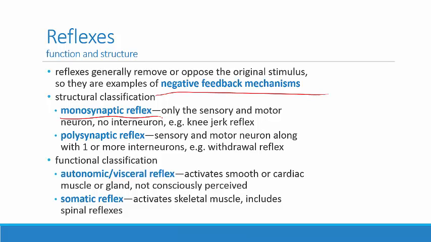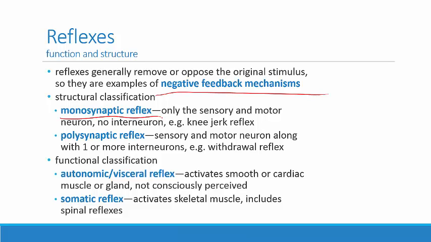Or it could be a polysynaptic reflex. These are where there are one or more interneurons involved. And there may be several interneurons involved there because there's a lot of information that's being transmitted in some very complex reflexes. We could also define them functionally as autonomic or visceral reflexes. These are ones that would activate smooth muscle, cardiac muscle, or a gland. And these are also ones that we do not perceive consciously, these autonomic or visceral reflexes.